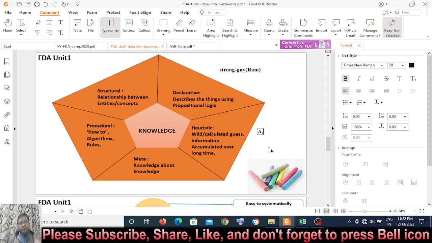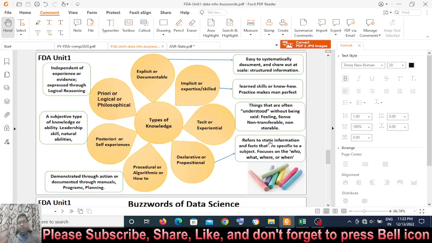Okay. So these are the five knowledge types which are generally promoted and actually used by artificial intelligence and data science people. Now, some people say knowledge is not just of these five types. Knowledge can be divided into these.